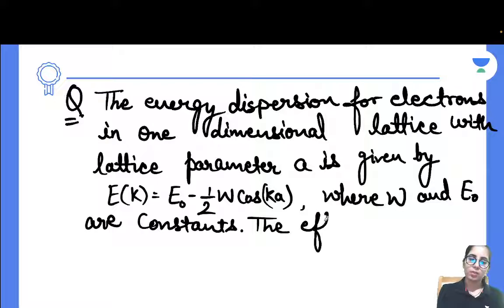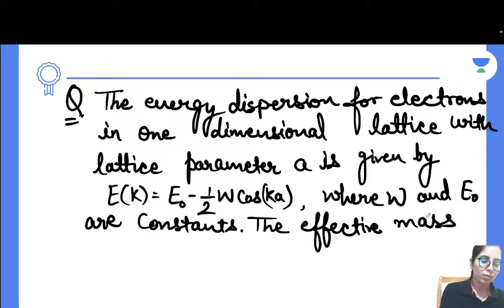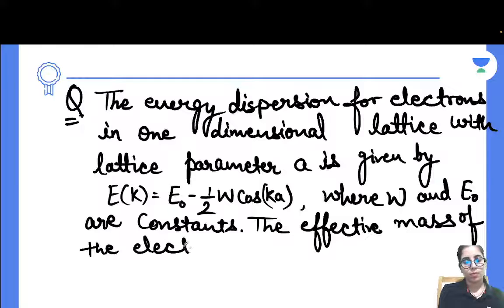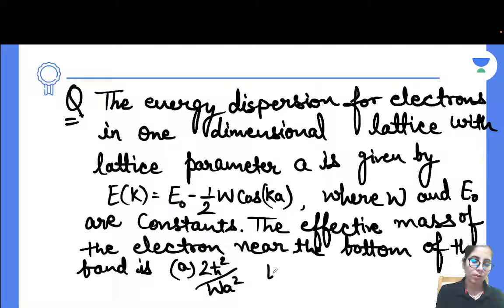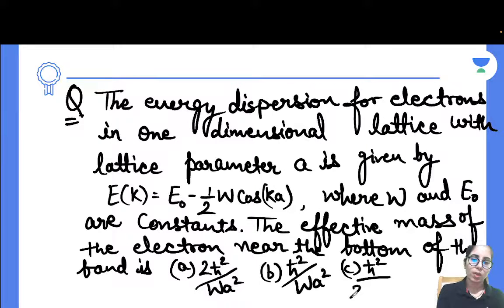The effective mass of the electron near the bottom of the band is, options are: 2 h squared over W a squared, h squared over W a squared, h squared over 2 W a squared, and the last one is h squared over 4 W a squared.